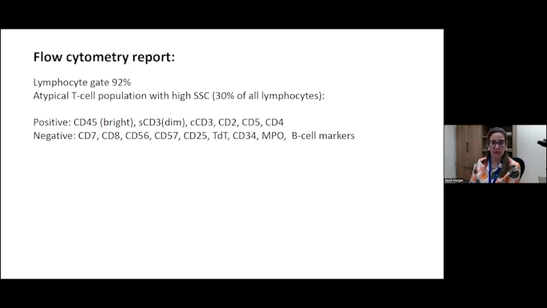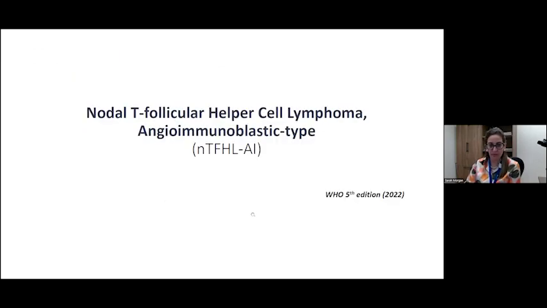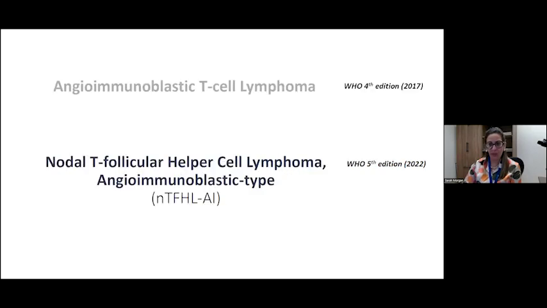Flow cytometry was sent on the same lymph node tissue, and it showed 92% lymphoid cells. 30% of them were atypical with a slight increase in side scatter and with basically a similar phenotype as we got with our immunostains. So the diagnosis rendered on this case was nodal T follicular helper cell lymphoma, angioimmunoblastic type, and this is the new name as per the WHO 5th edition of 2022. The previous name that we used in the WHO 4th edition was angioimmunoblastic T cell lymphoma.